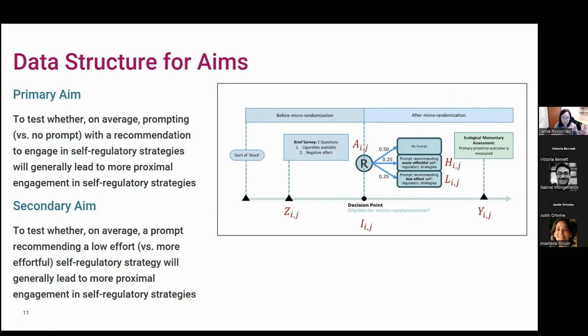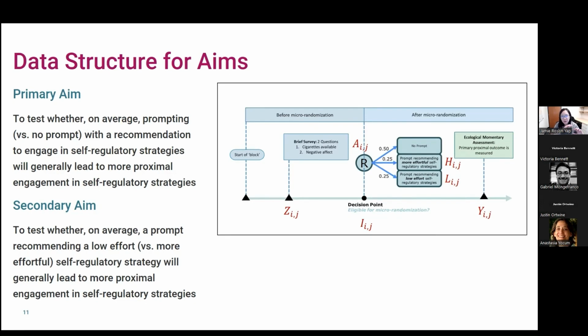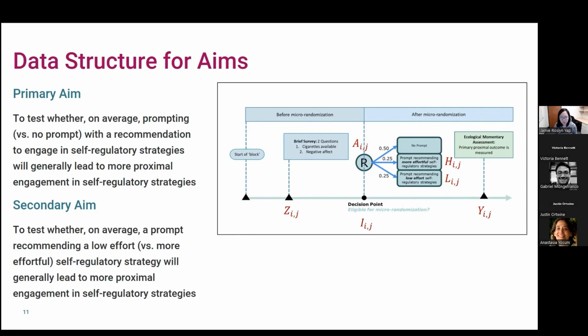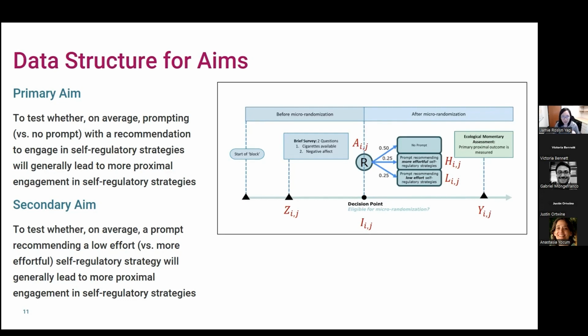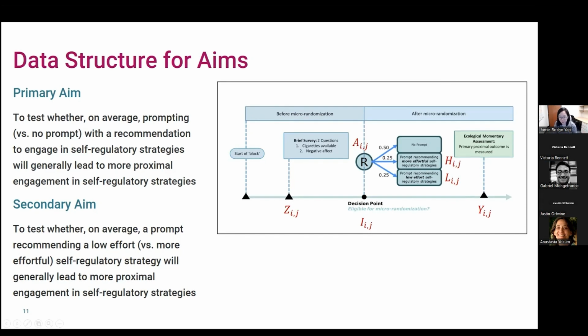Okay, so now we're slowly moving from the concepts of just-in-time adaptive interventions, MRTs, and the motivating study, which is MARS, and now we're moving on to data structure. Now, the study design feels like there's a lot going on, but the structure needed for the data set that will be used for the primary and even secondary aims analysis is actually very simple.